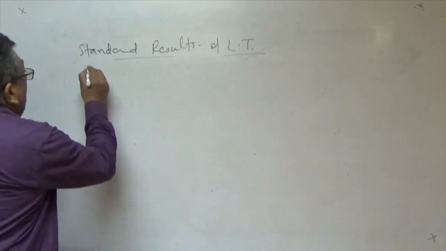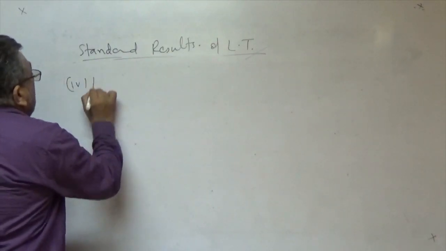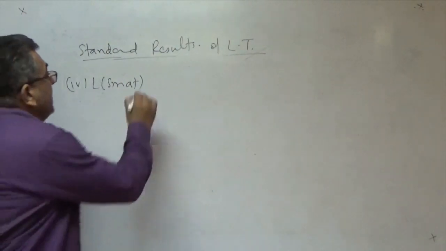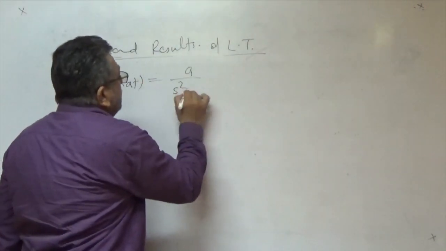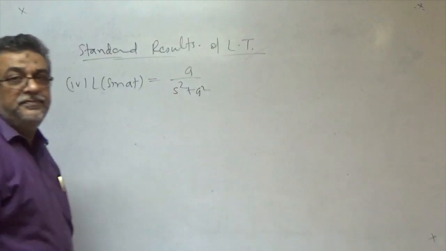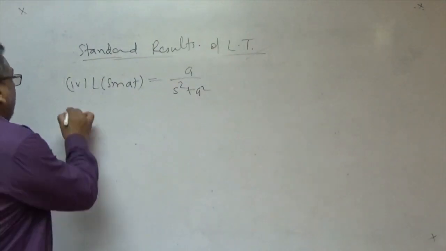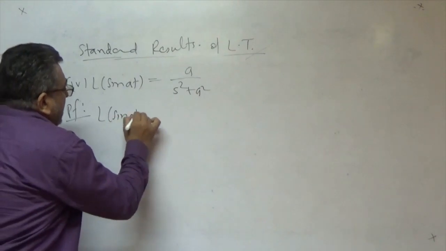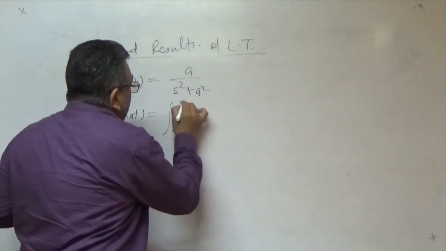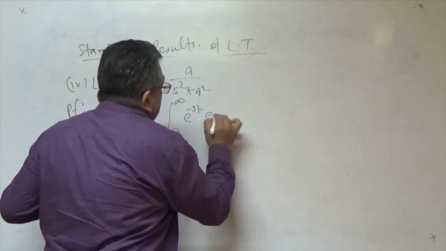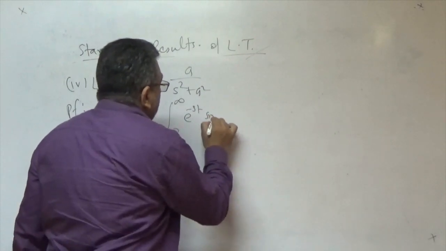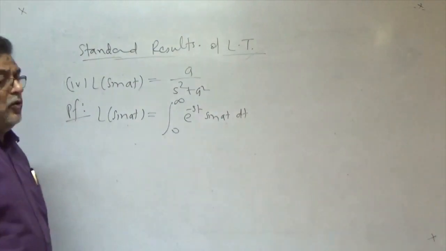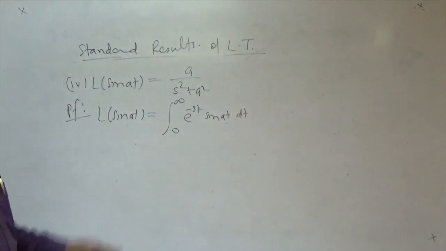That is the fourth formula, Laplace transform of sin at in trigonometry. That is a upon s square plus a square. It can also be verified and proved. Laplace transform of sin at equals the integral from 0 to infinity of e to the power minus st into sin at dt. Now solve this integral, and this is a standard integral.